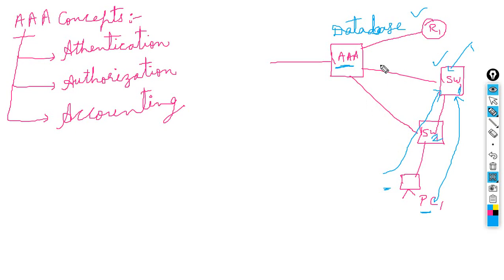AAA also controls the connection passing through the router for accessing network resources. AAA provides flexibility and scalability by providing levels. We can configure here, maybe, that this PC can access only privilege mode or global configuration mode, or he can access only user mode. We can do that configuration in the AAA server too. So if you give only read permission to PC1, he cannot do the configuration on any switch or router. So this is also a very big advantage.